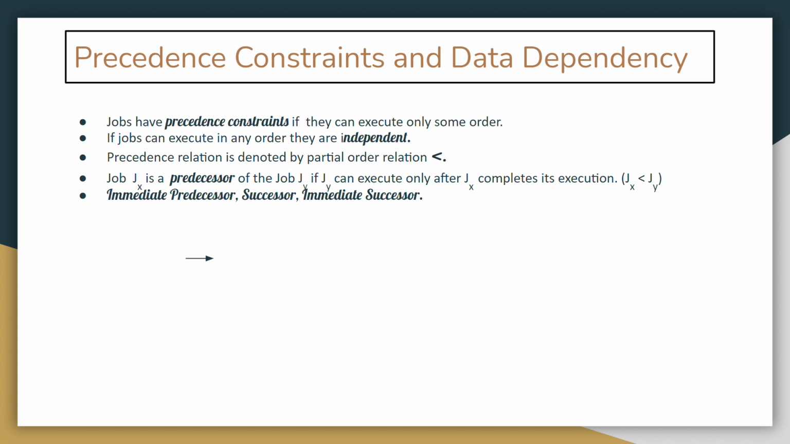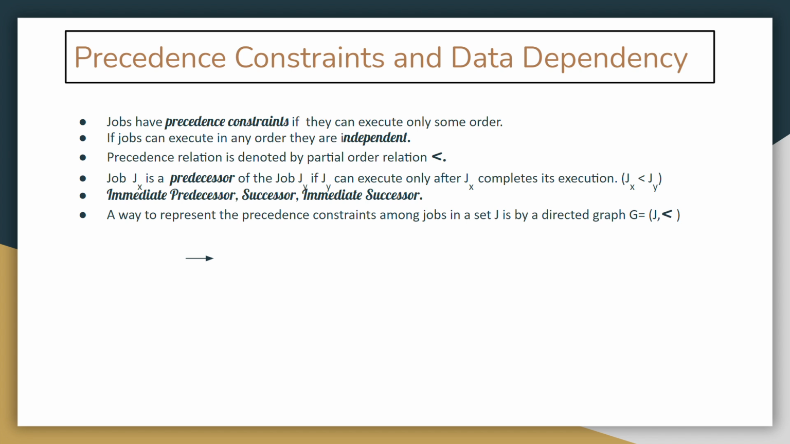There is also this term immediate predecessor, successor, and immediate successor. Like a successor of Jx is Jy. If it is immediate, it means there is no other job between Jx and Jy. That is what is meant by immediate.